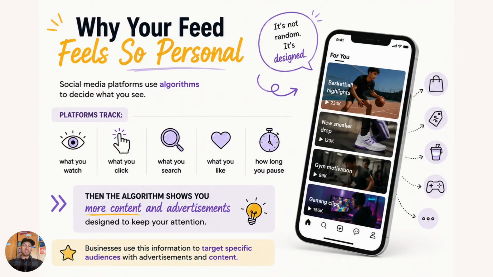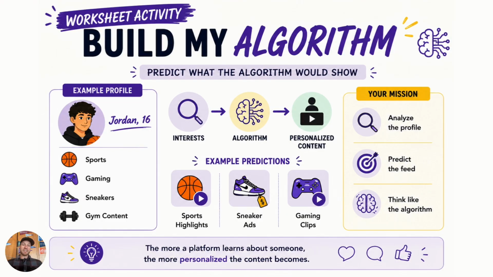We close out this unit with a worksheet activity called Build My Algorithm. It is front and back sided, and students have to predict what the algorithm would show, and they go through a whole host of different ideas about how an algorithm could apply in various situations. They're given a mission to analyze the profile, predict the feed, and then think like the algorithm. The more a platform learns about someone, the more personalized the content becomes.